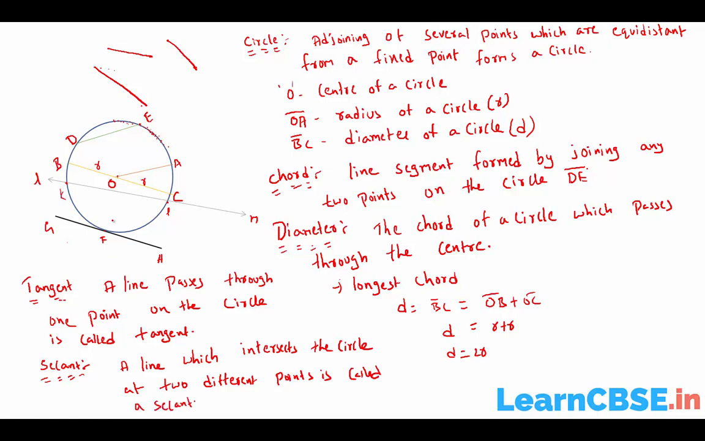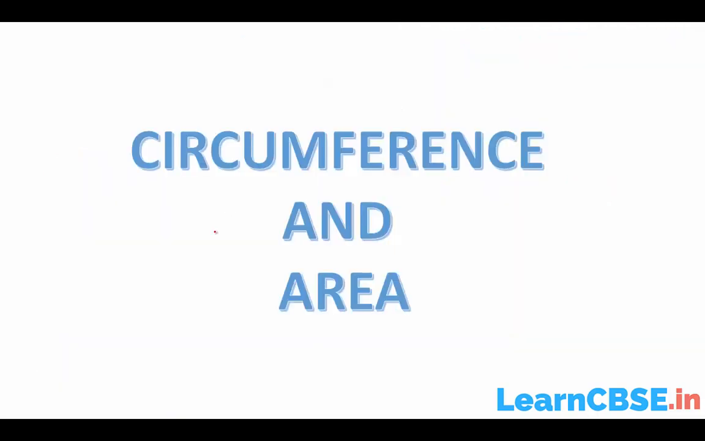So these are the basics for circle. Now you can go with the circumference and area of the circle. What is circumference? Remember that circle is also a 2-dimensional figure. Generally the length of the boundary of a 2-dimensional figure is called perimeter, but for circle we call it circumference.